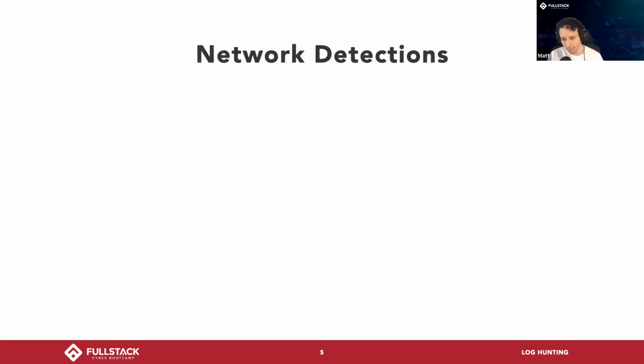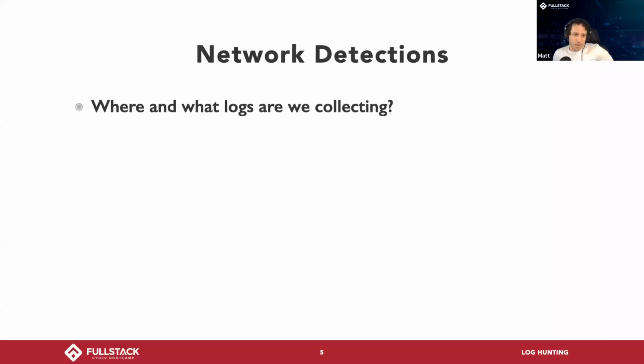Okay. So we have different places to look for IOCs. We have the network itself, where all the traffic is coming through. We have the individual hosts, and we have the applications themselves. So let's talk about network detections, right? When I talk about network detections, where are they? What are the logs that we're collecting?